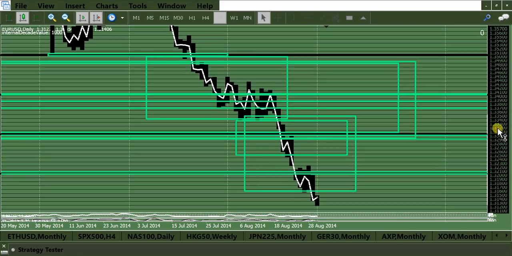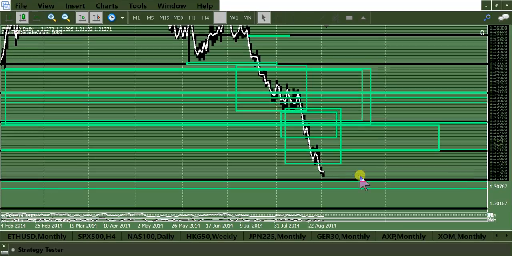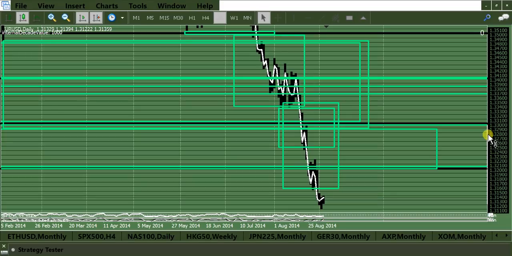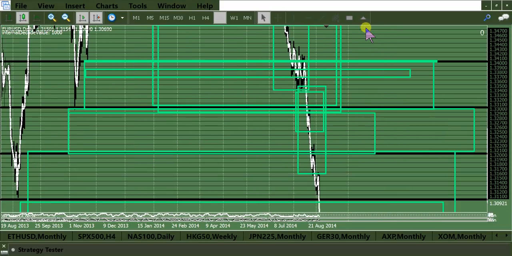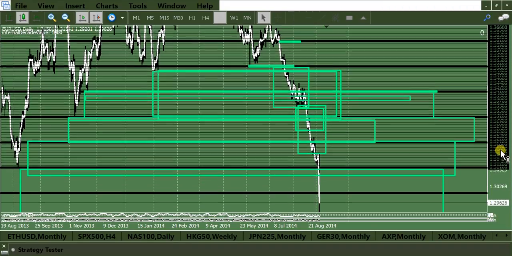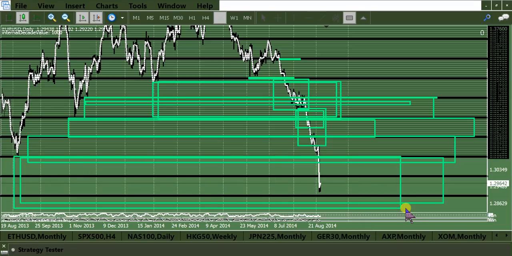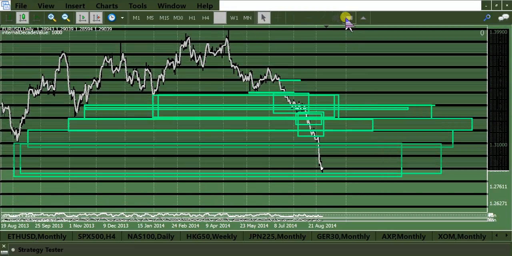Damn, that is brutal. I guess Joe was right about this entry here. Wow. Look at this fill here. Oh. 300 pip stops. What happened? What happened to the euro dollar? Oh my God.